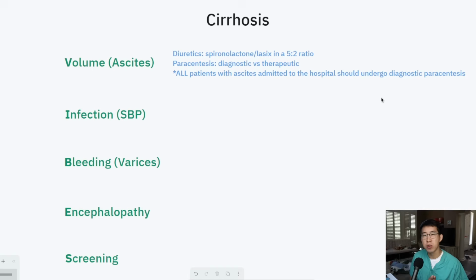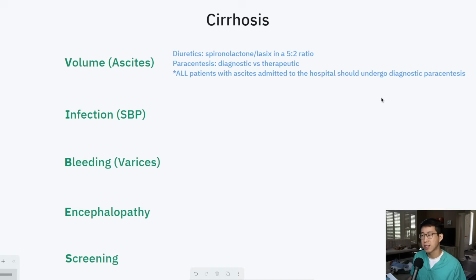For example, cirrhosis patients tend to be hypothermic at baseline, and so they may not spike a true fever when they are admitted to the hospital. And they don't always present with abdominal pain. So any patient with ascites that's admitted to the hospital, even if it's for some unrelated reason, should undergo a diagnostic paracentesis.